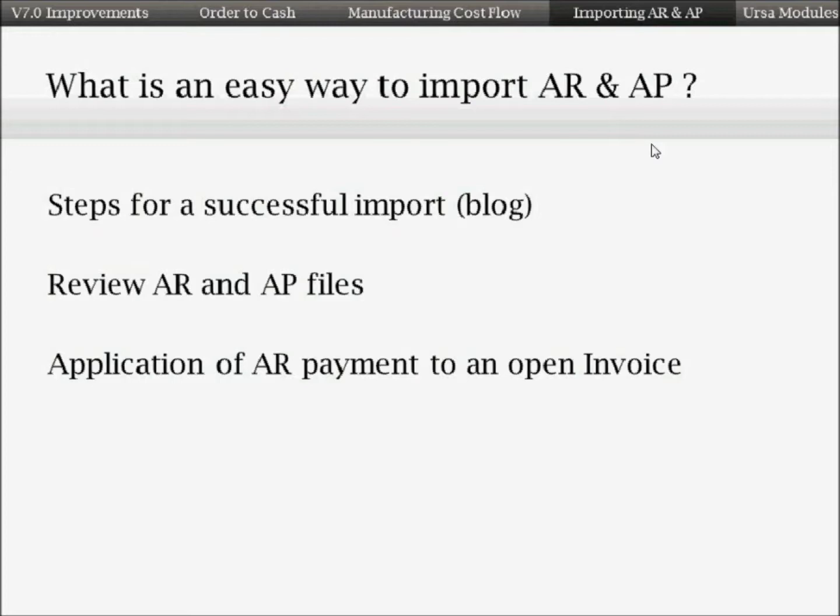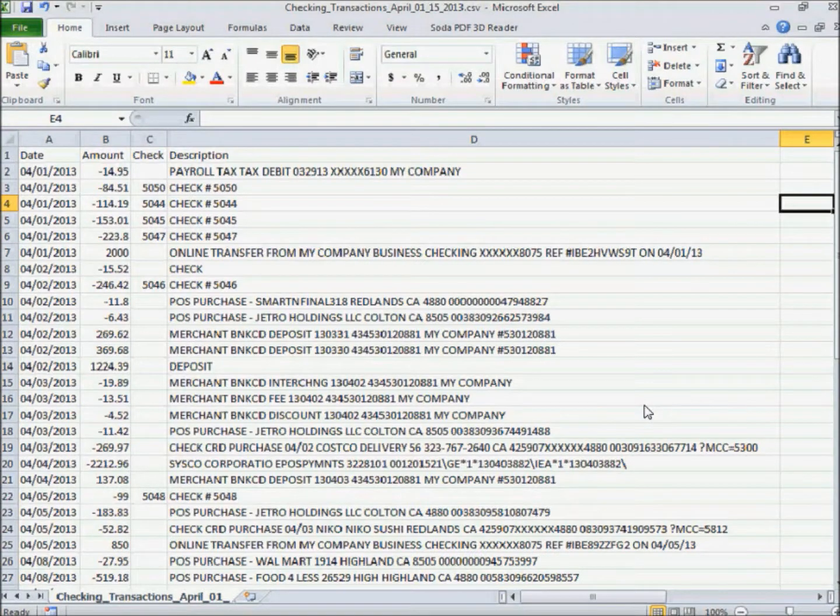So the next topic that we have here is talking about importing AR and AP, and the actual steps for how to do this we're going to represent as a blog post, because it is a little complicated and probably not the best topic for a short webinar like this. So what we're going to do instead is we're going to have a look at the AP and AR files that we're importing. We're going to import them and show you how you can use them to apply payments to an open invoice. So here's an example of my spreadsheet.